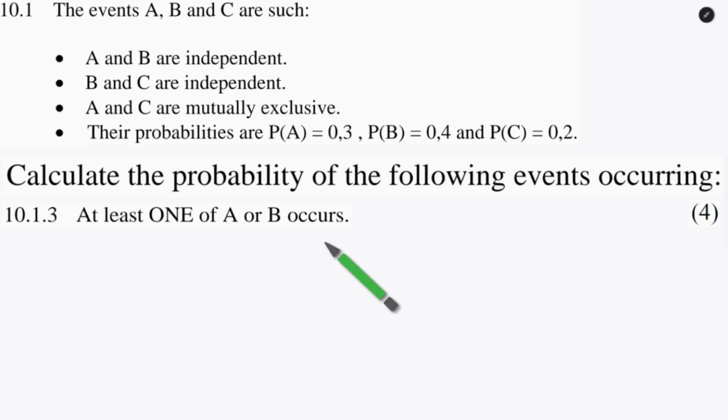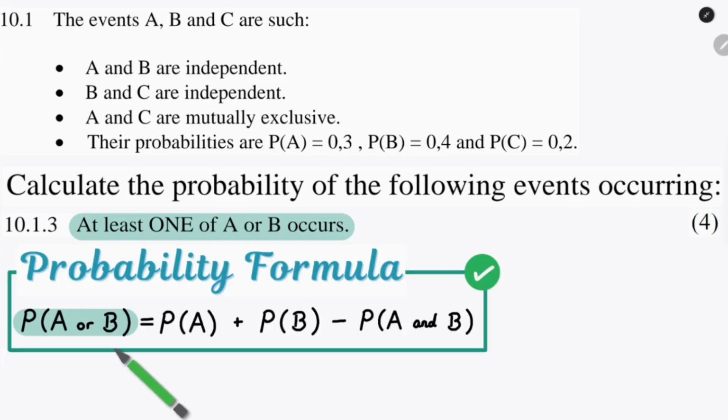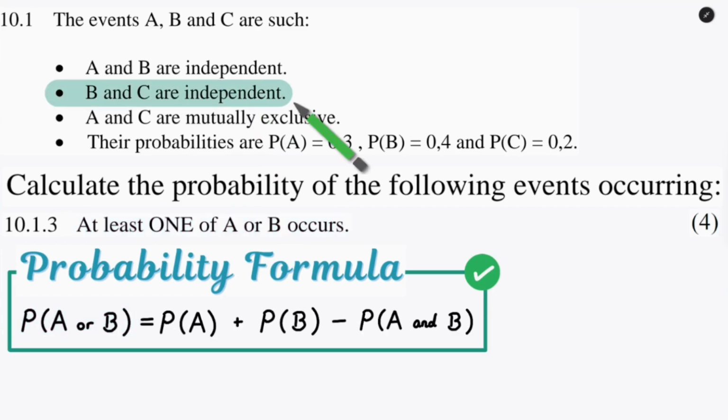which is asking you to calculate the probability of A or B. And we're going to do that using our classic probability formula, where you add the probabilities and then subtract the probability of them both happening at the same time. Okay, so let's see what we know about events A and B. A and B are independent.